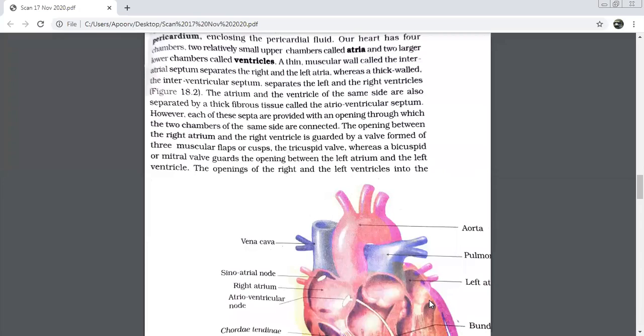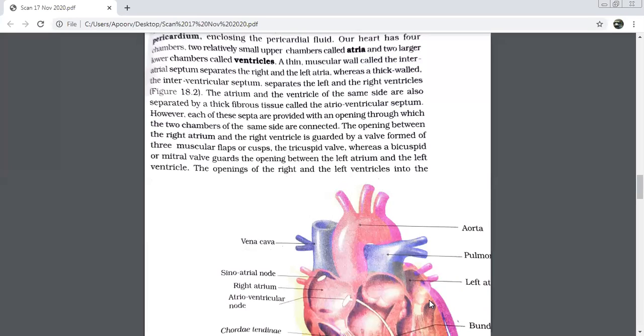Mesodermally, yes, very good. It's a mesodermally derived organ. It is situated in the thoracic cavity, between the two lungs. How many lungs? Two lungs. Yes. The heart is slightly tilted towards the left.